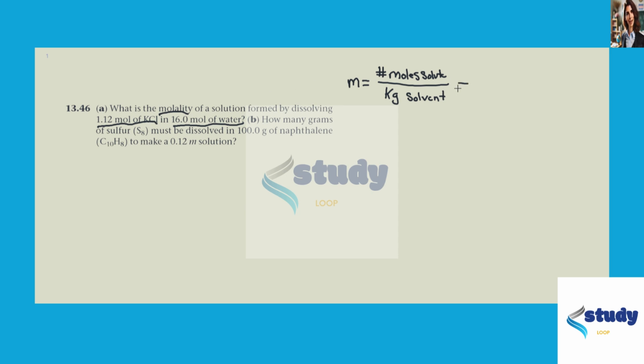So we know that we have 1.2 moles of KCl. That's perfect. It's exactly what we're looking for. And now we need kilograms of our solvent. And we see the larger amount is in moles of water, so water is our solvent. The only issue is that it is currently in the wrong units. We have 16.0 moles of water, which is H2O, so what we need it in is kilograms.